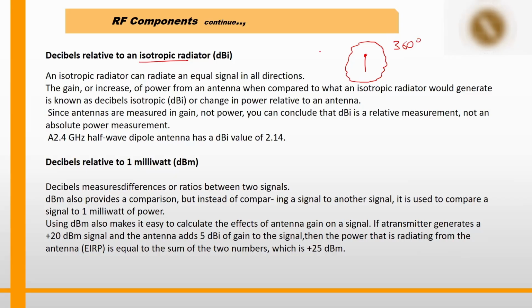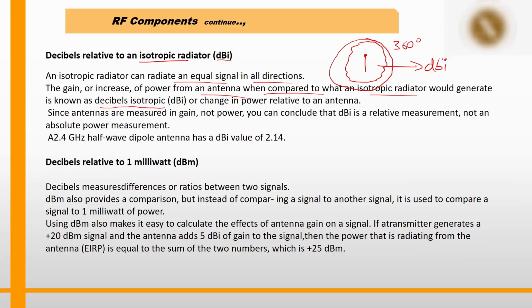When we look into the specification of antennas, a few antennas you will come to know by looking at some charts. That is next, that is going to come. But the ideal antenna is the isotropic antenna, which can generate or transmit the signal in a circular manner like this. And when you say dBi, it is dB in terms of an isotropic radiator. An isotropic radiator can radiate an equal signal in all directions. The gain or increase of power from an antenna when compared to what an isotropic radiator would generate is known as decibels isotropic. So when an antenna generates the signal isotropically, that means in all directions, 360 degrees, that kind of antenna's power measurement is indicated by dBi.